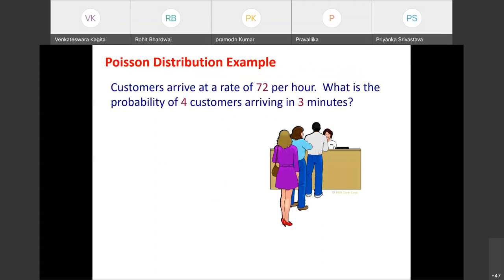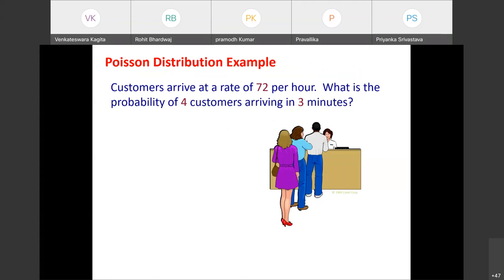Suppose customers are arriving at a rate of 72 per hour. What is the probability of 4 customers arriving in 3 minutes? I'll repeat it. Customers arriving at a rate of 72 per hour. So what is the probability of 4 customers arriving in 3 minutes? So what is the unit here?